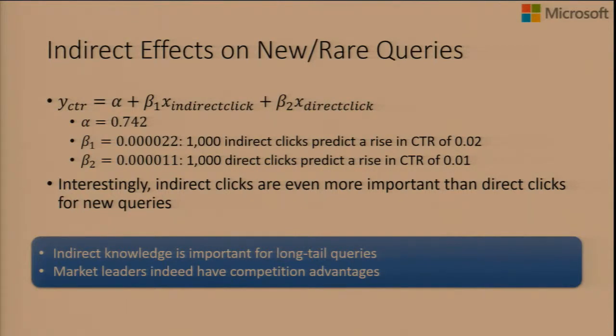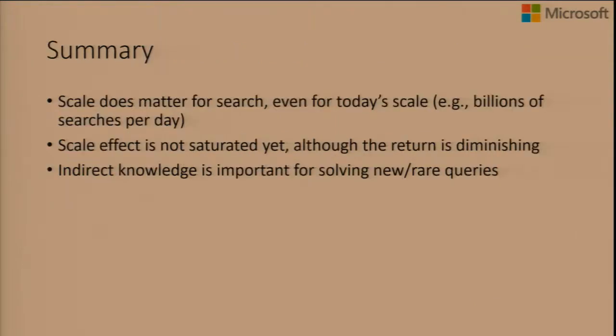Actually, market leaders have a long history, they serve more people, and they get much more information and knowledge about the users and the queries. So usually they have competitive advantages. As a summary, our study shows that scale does matter for search, even at today's scale. For example, even for Google and Bing, you may think that both search engines have a lot of traffic, so maybe Google does not have an advantage over Bing. Actually, it does have. The scale effect is not saturated yet, although the return is diminishing, because from the regression curve you can see the return is diminishing.